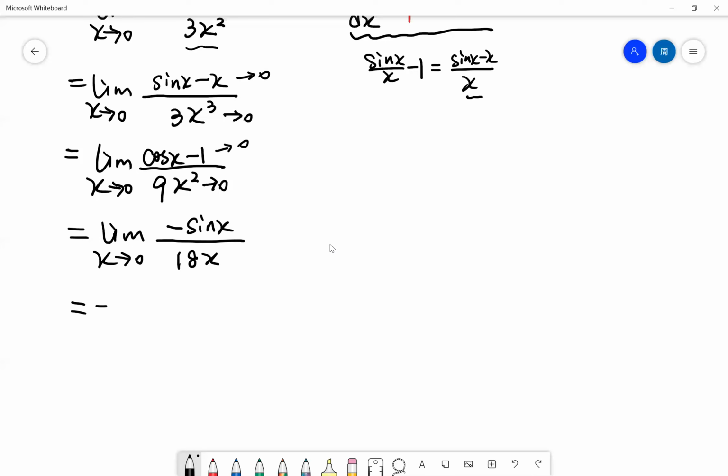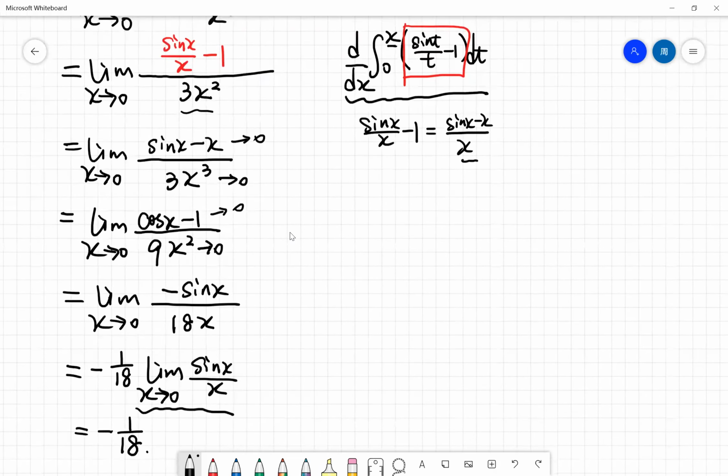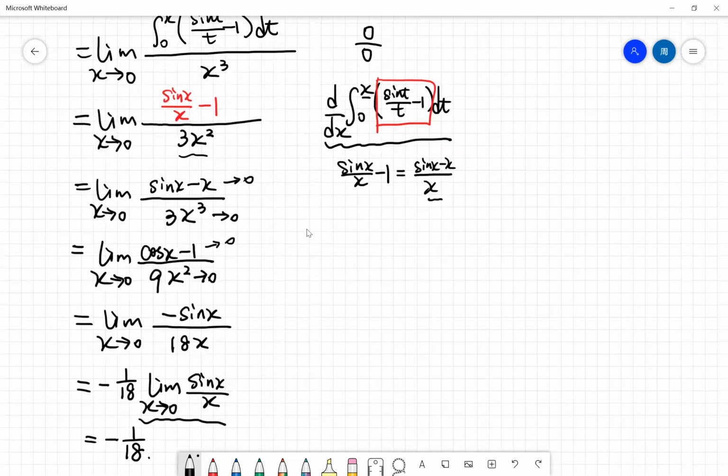Here, we can take the minus sign out, and then we take the constant 1 by 18 out. And then we will find that is as x approaches 0, sine x by x. Can you remember? This is an important limit we have learned. And the result of this limit, that is 1, right? So the result, that is minus 1 by 18. Okay, here is the solution for this question.